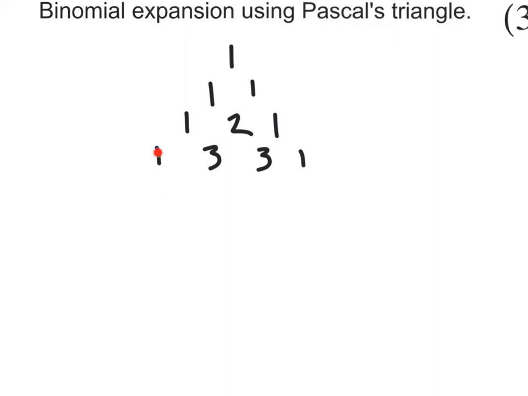When you think about 1 plus 3, you get 4, put it right here in the middle. So we get a 4 right here. And then 3 plus 3 is 6. And 3 plus 1 is 4. And once again, put ones on the outside.